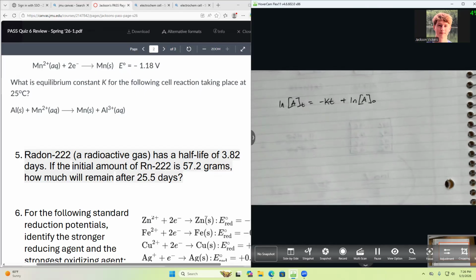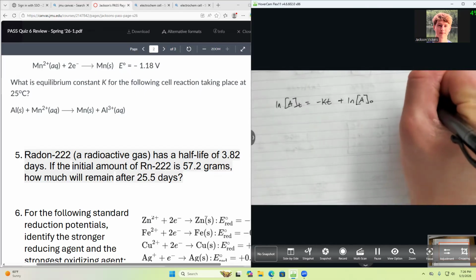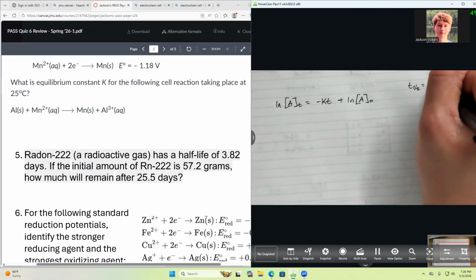And then the first order half-life equation. And this one you might need to memorize. Looks like this.